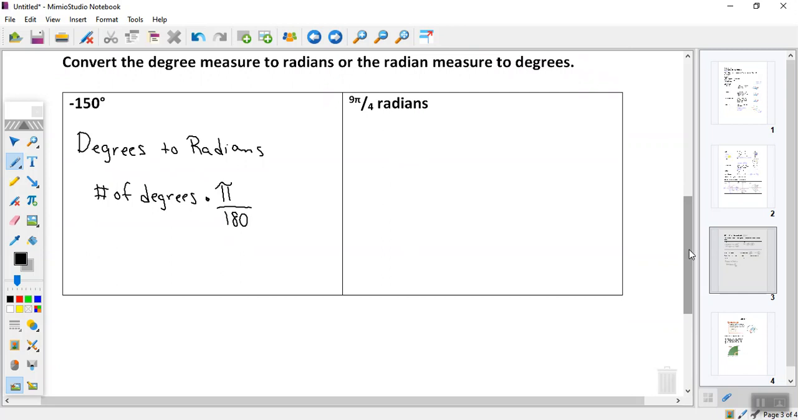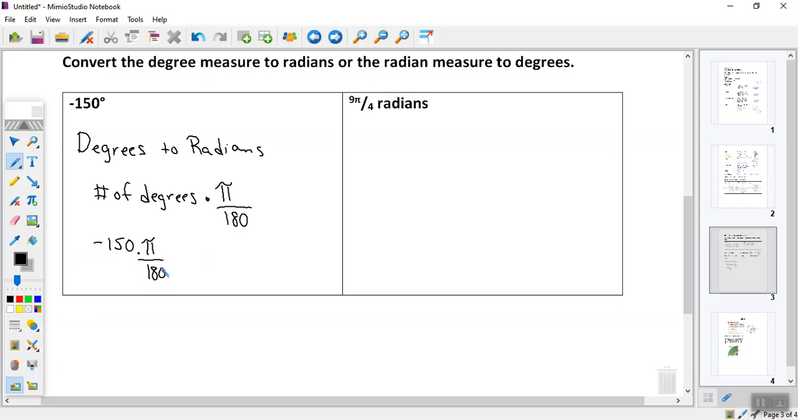Okay, now hear me out about this. Usually when you leave answers in radians, most times, not all the time, but most times, you're going to be left in terms of pi up here, okay? So we're going to take our number of degrees, negative 150. Here's how I want you to express this. We're going to take this times pi over what? 180.